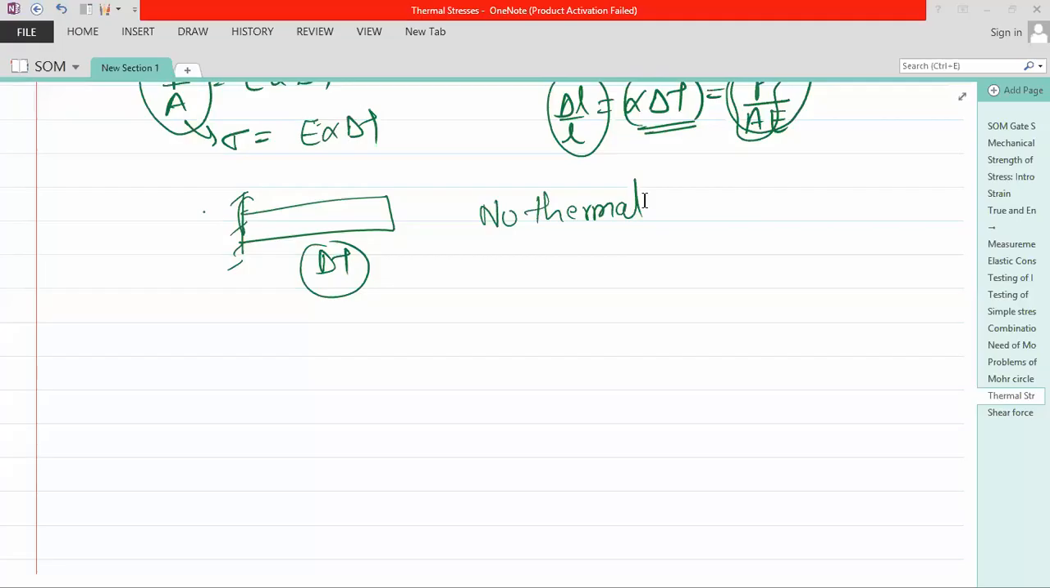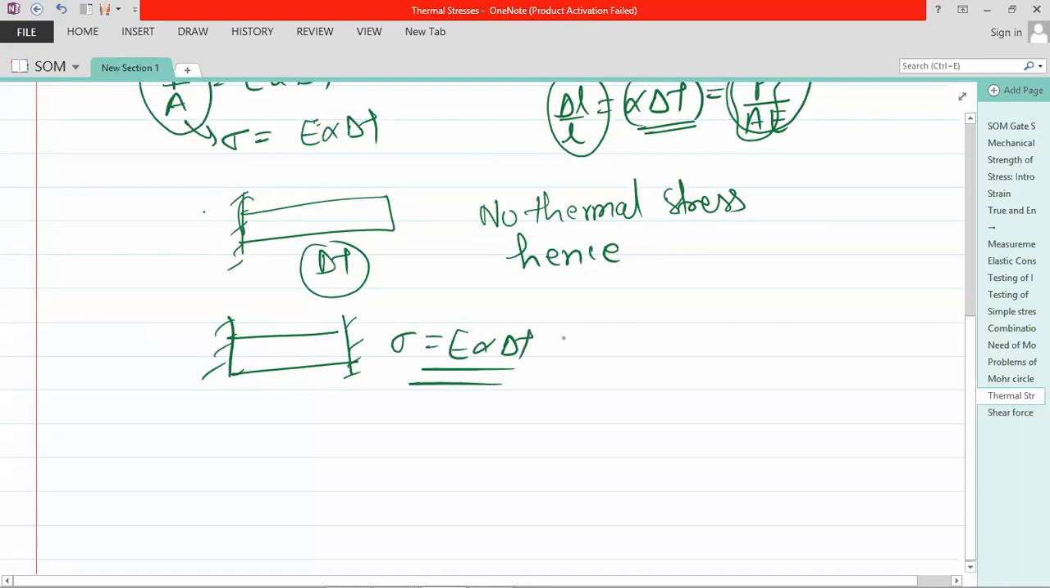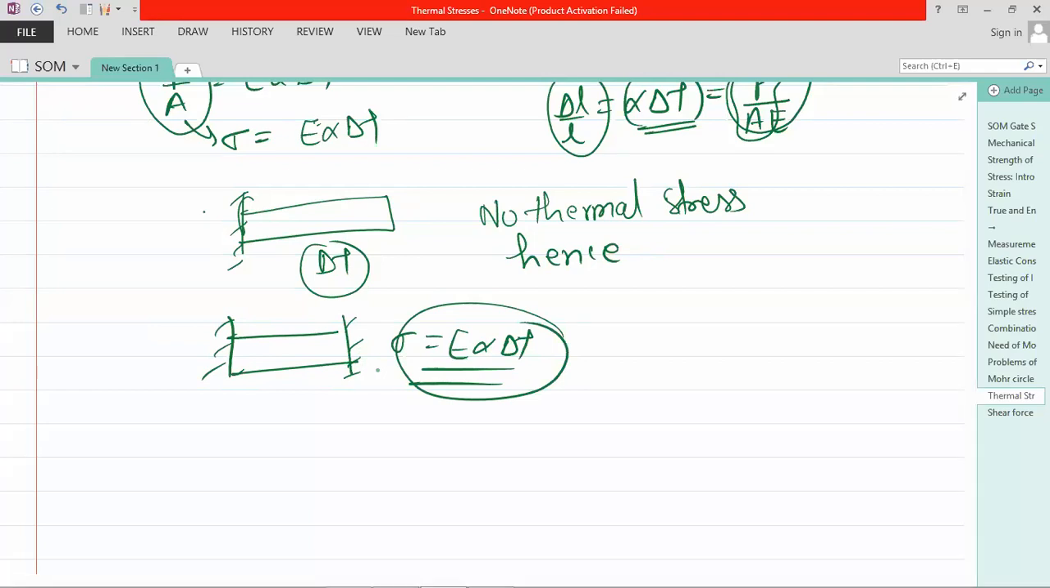No thermal stress, hence no stress, because there are no restrictions. That's why there is no thermal stress. But suppose I restrict it like this, and now sigma is equal to E alpha delta T. That is 1. Now, this is a very simple concept, and there are a couple of questions asked in exams, but these are very easy questions, so don't worry about it.